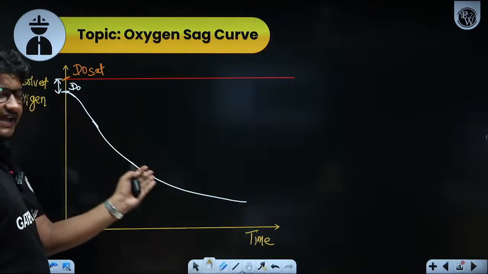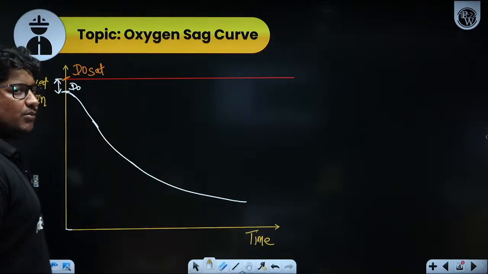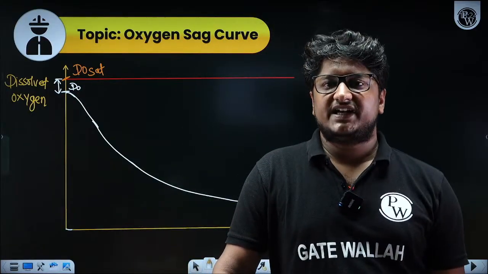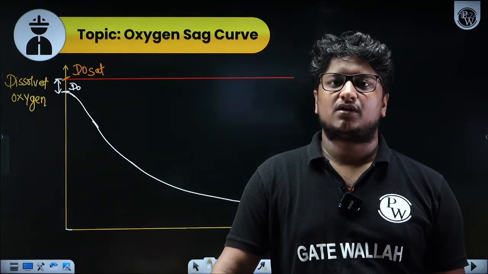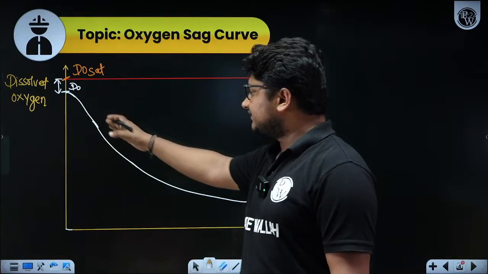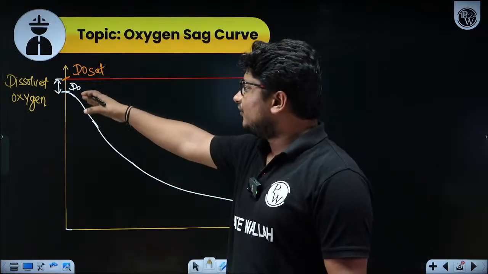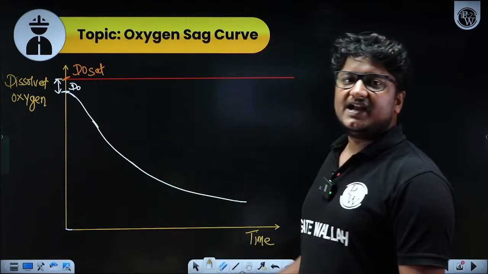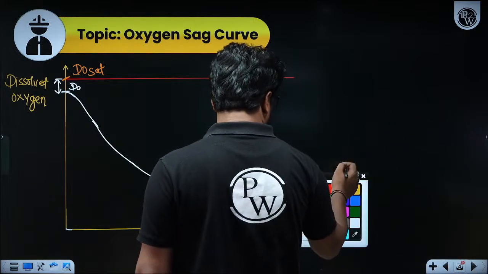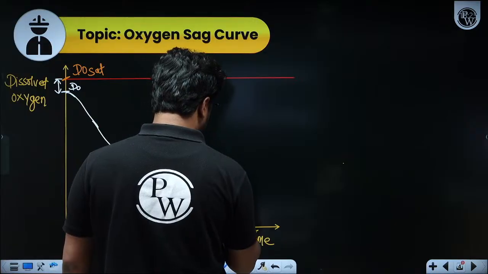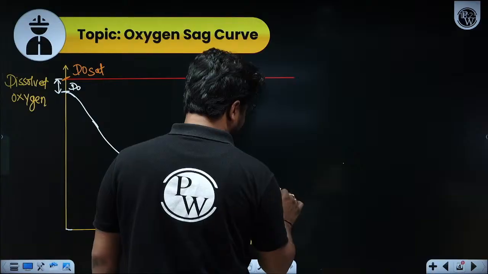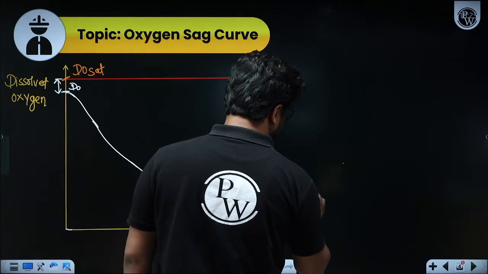It is decreasing exponentially. Why is it decreasing like this? Because the microorganisms are going to use this oxygen for the degradation, for the decomposition of the organic matter which you want to degrade. So in that case, there will be some oxygen demand, and to fulfill that oxygen demand, there will be depletion of oxygen. This curve is representing deoxygenation. That's why I am giving this curve the name deoxygenation curve.